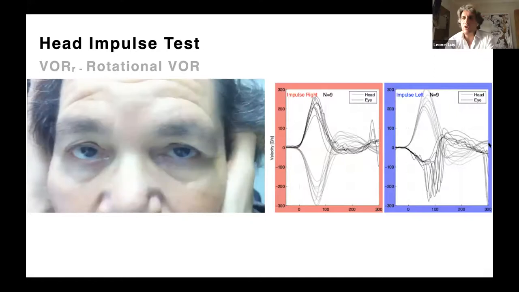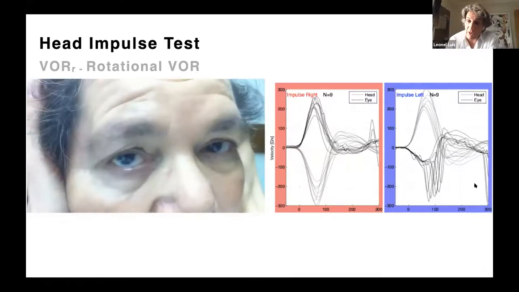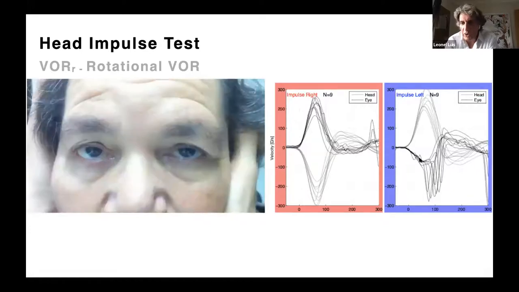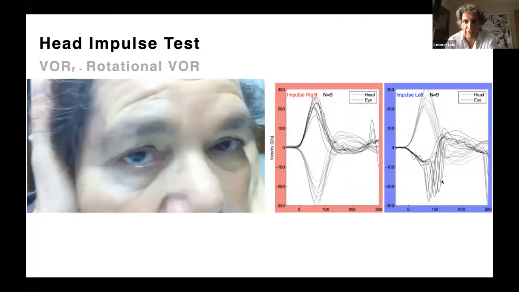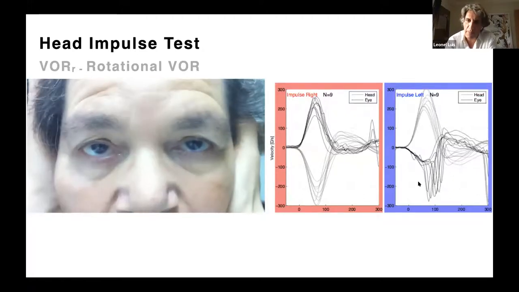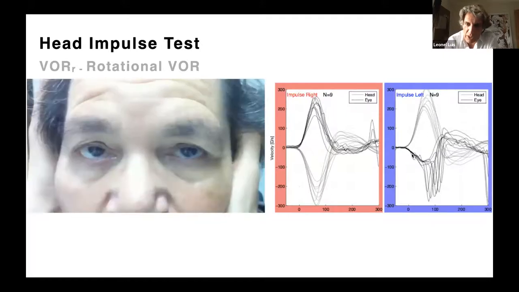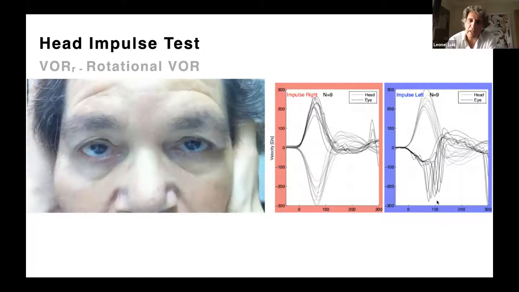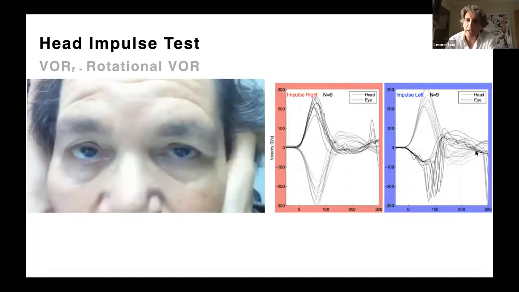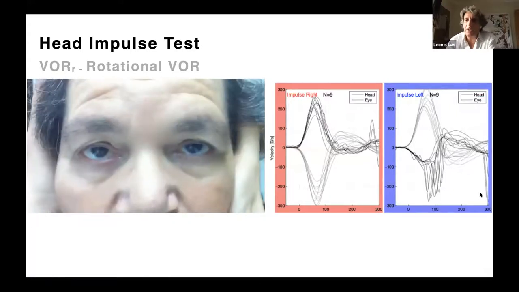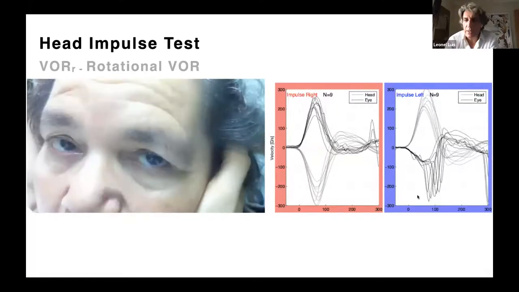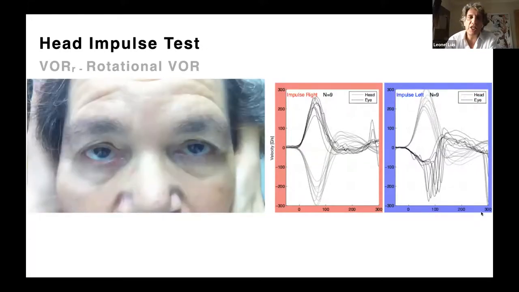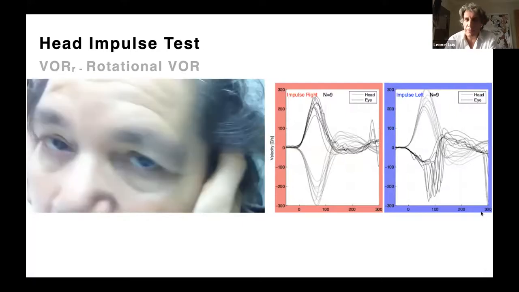But note that while we can identify these saccades here, we are unable to identify these, although they also have a very high peak velocity of nearly the same magnitude as this one. But we cannot identify those because they have a very short latency. These are the so-called covert saccades that are triggered during the head impulse. And these are the overt saccades that are triggered after the head impulse. And these are covert also because they are not easy to see with the naked eye. And these are overt because they are easier to identify with the naked eye.